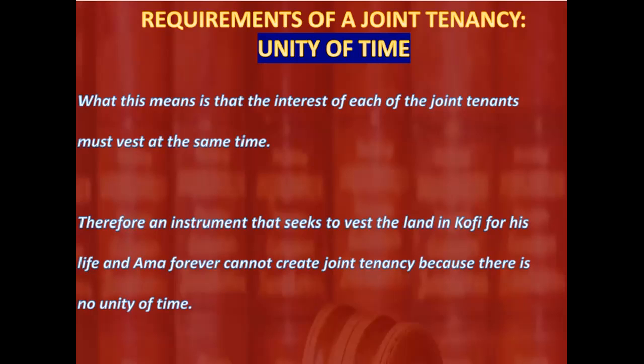And therefore, let me give another scenario. If a woman purchases a house in 2001, and then in 2020, when the woman got married, the woman ended up granting an equal share in her house to her husband, they cannot be joint tenants. They cannot be joint tenants because the woman acquired her interest in the land in 2001, and she has granted the husband an equal share in the property in 2020. The interests of the co-owners arose at different times. And therefore, there is no unity of time. So there is no joint tenancy in this case.